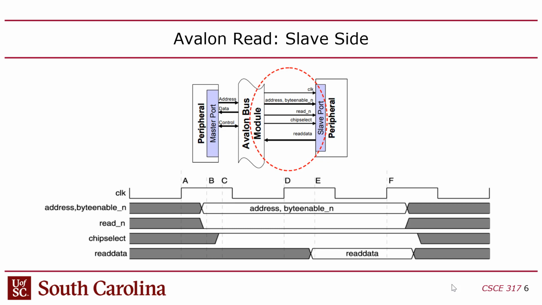And so basically the expectation with Avalon, it's nice and simple, is the address comes in one cycle, and the slave is expected to put the read data out on the next cycle. That's basically it. Makes sense, right? Now, if the slave needs more time than one cycle, then it can use the wait request.